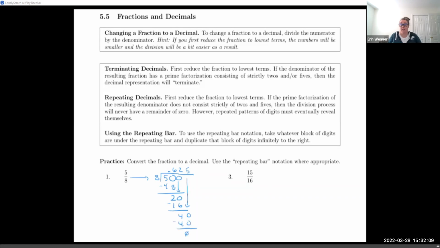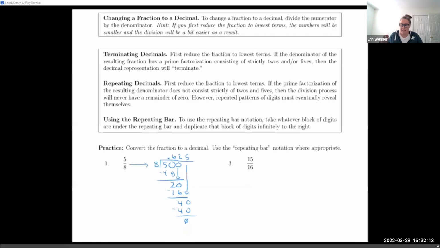And so now we have finished. We found it's a terminating decimal because our division ends in 0. So 5/8 is equal to 0.625. So 0.625 is the decimal equivalent of 5/8.